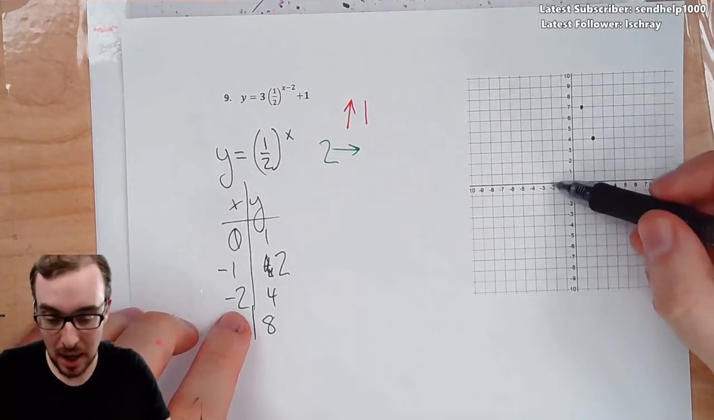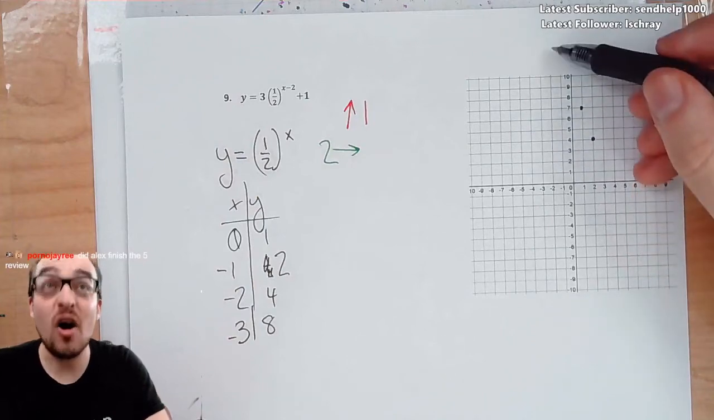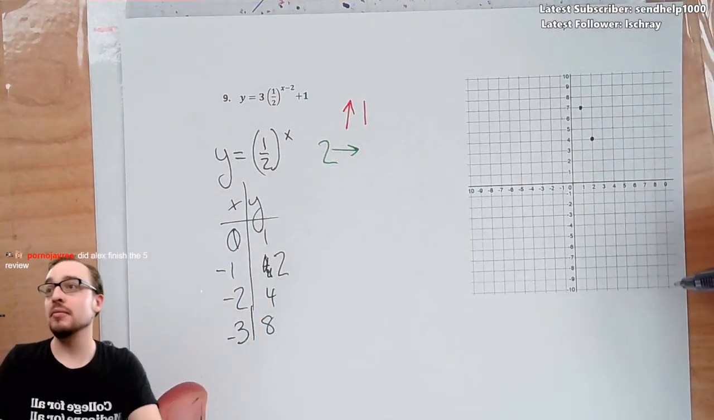Negative 2, 4. We're going to triple it. Negative 2, 12. Oh my god. Move it up 1 over 2. I think you see where this is going, right?